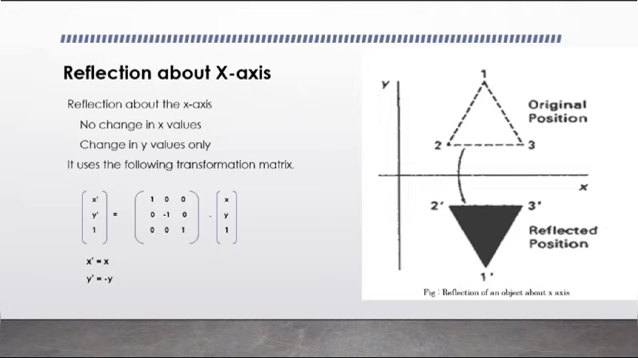Here is the diagram for reflection about x-axis. By observing this diagram, we can see that the x values remain the same. There is only change in y values. The y values become negative.